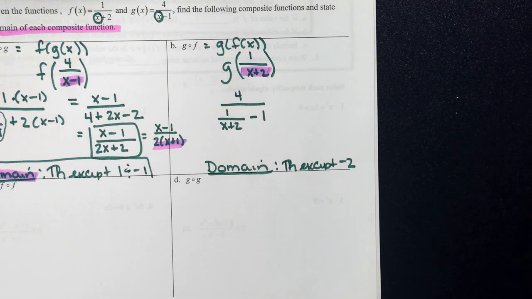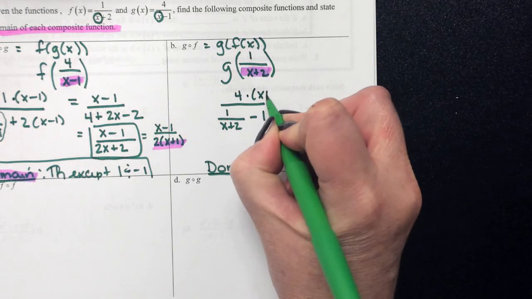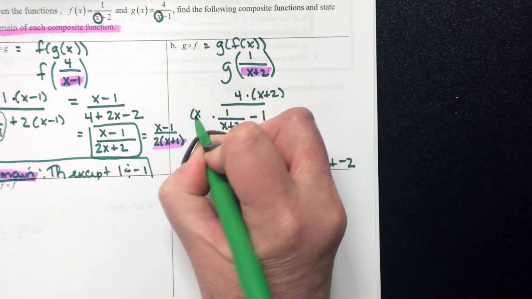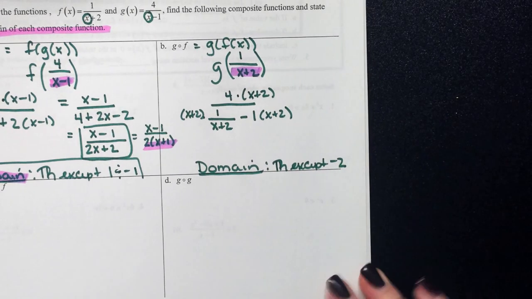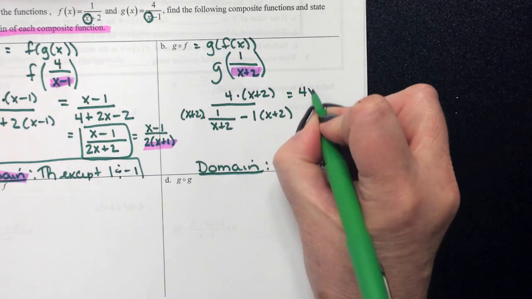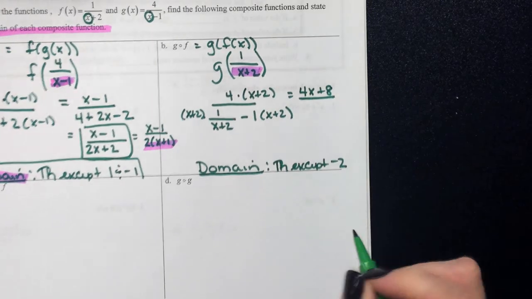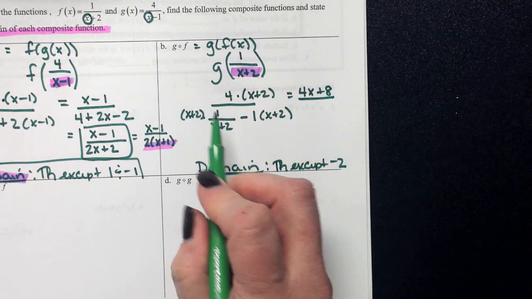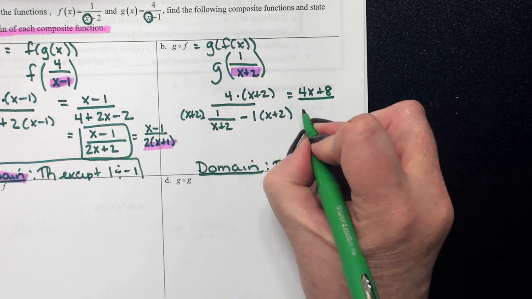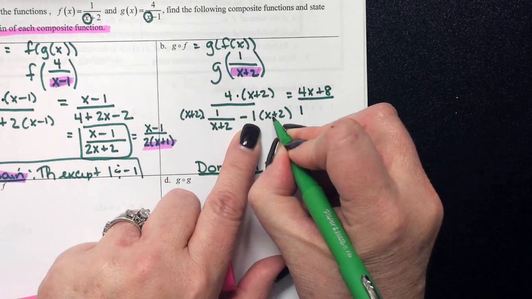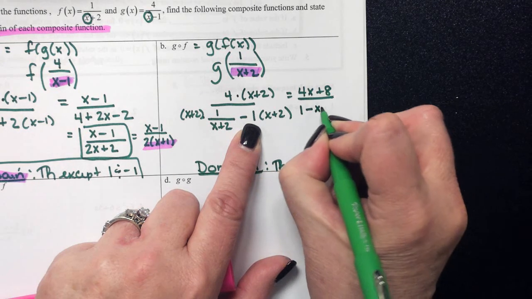How do I simplify this? What am I going to multiply everything by? Multiply everything by a what? X plus 2. So I multiply everything by an x plus 2. Remember, keep parentheses around that x plus 2. Distribute the 4, so that's going to be 4x plus 8, over. What's x plus 2 over 1 times 1 over x plus 2? No, it's not 0. It's going to be a what? 1. Distribute the negative 1 to the x and the 2, so that's going to be a minus x minus 2.